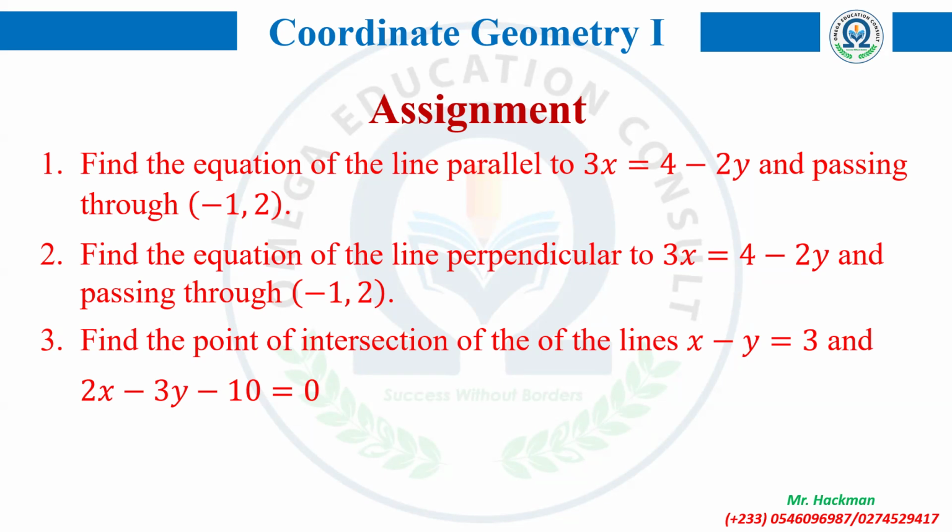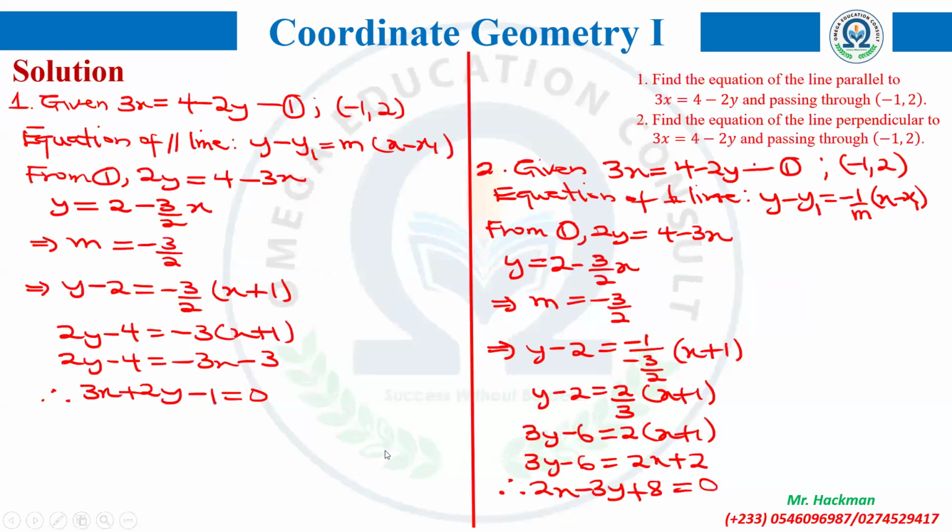In today's lesson, we have a simple task of looking at the assignment that was given in lesson 3 of coordinate geometry 1. And the assignment is exactly what you have on your screens. So, 3 questions. The first one, we are asked to find the line parallel to this and passing through this point. The second question, the same line, the same point. This time around, you are finding the equation of the perpendicular line. And the last one is the point of intersection. So quickly, let's go and have a look at the solution together.